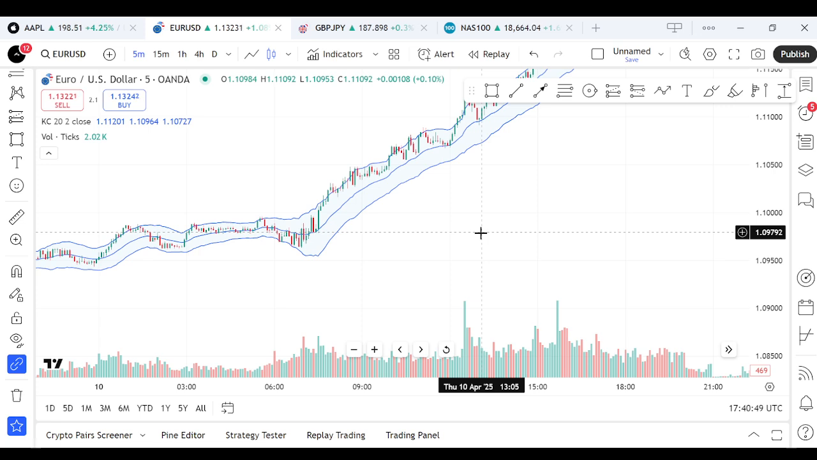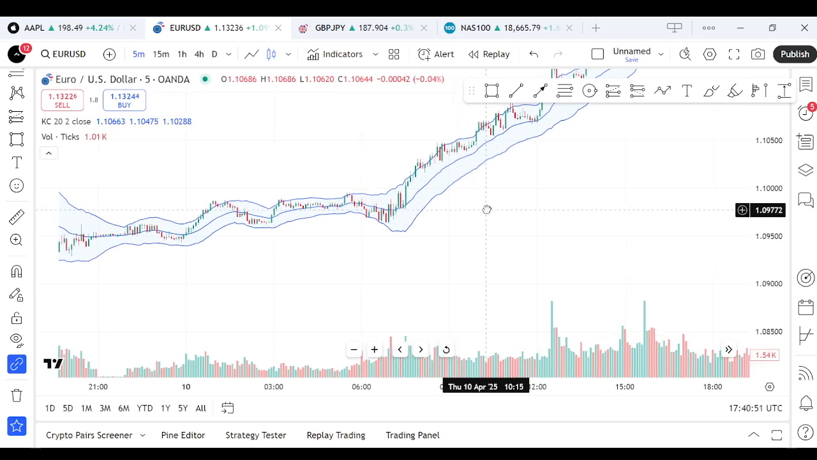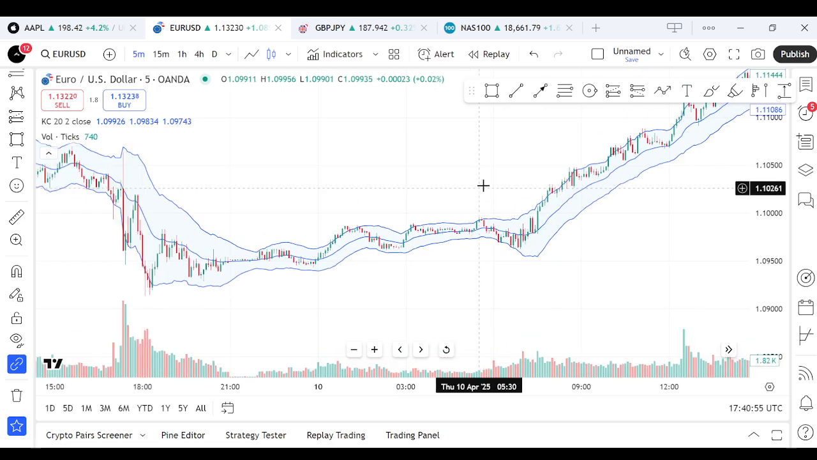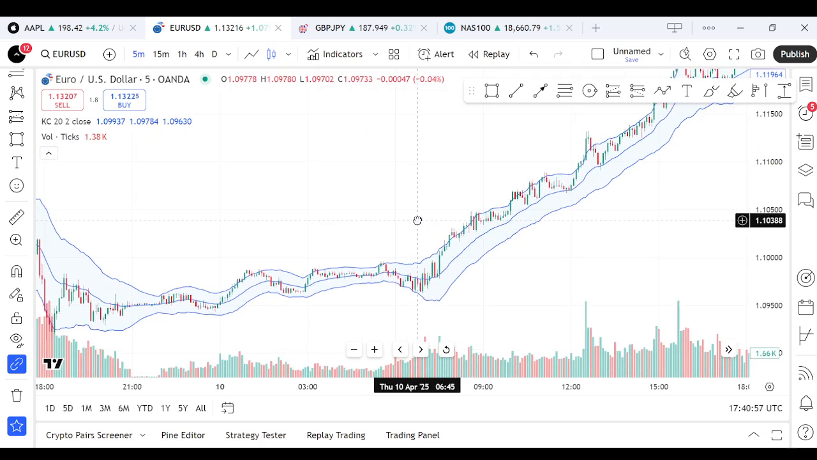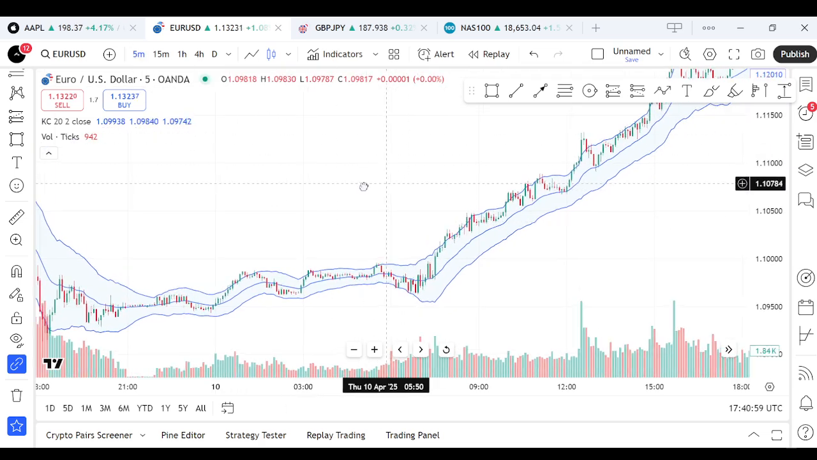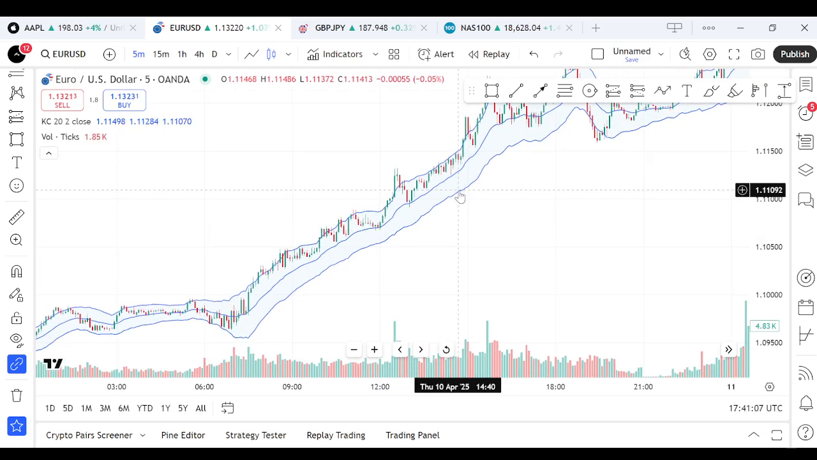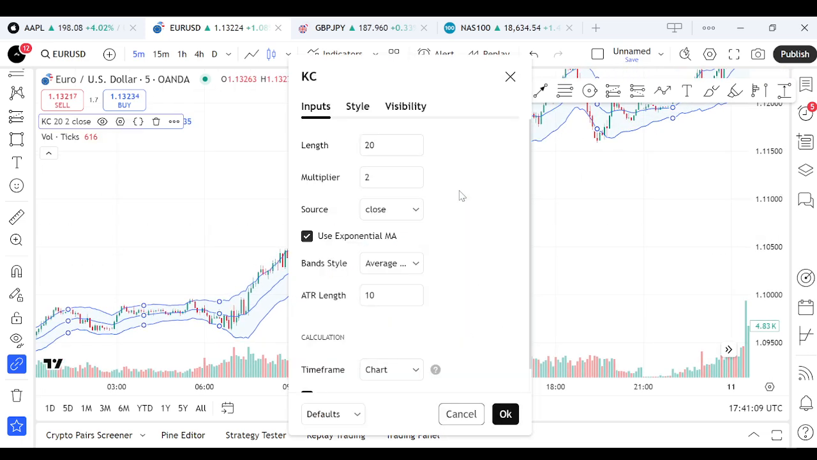Now, we're talking about the step-by-step strategy, which we are supposed to talk about. We talk about the Keltner channel scalping strategy. So we are on the 5 minutes. The first step is to set your chart to the 5 minutes or the 15 minutes. And the next step after that is to add your Keltner channel indicator.